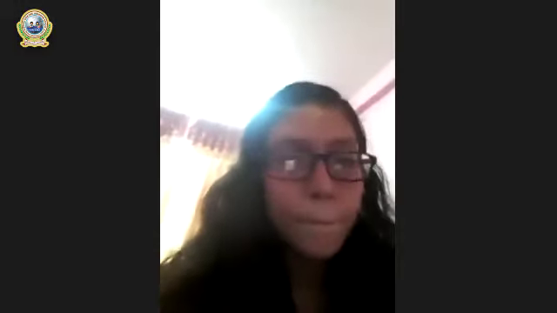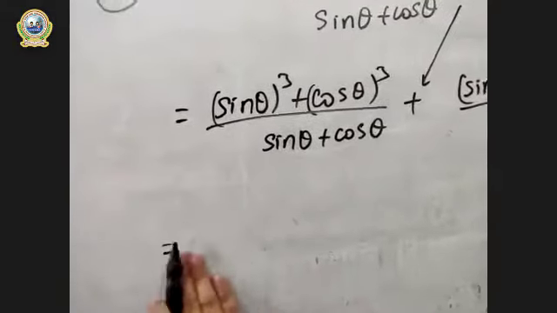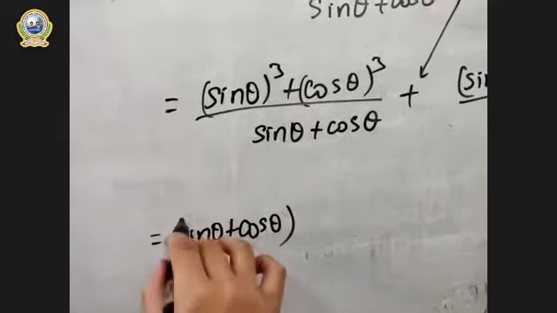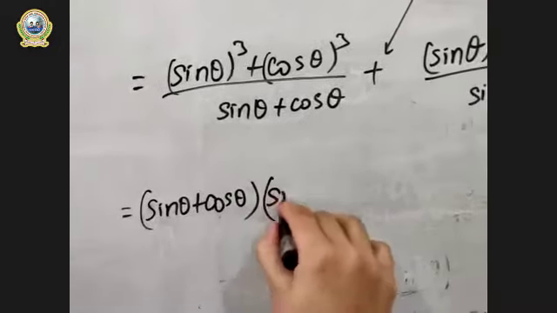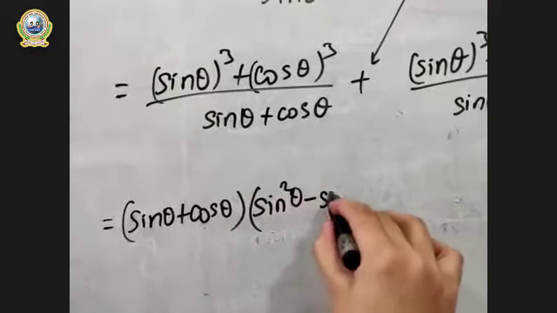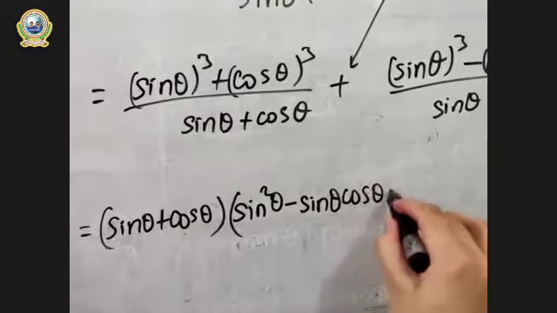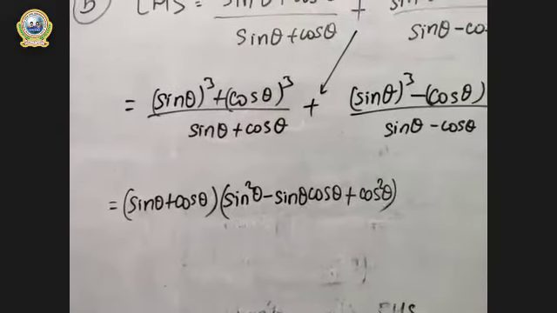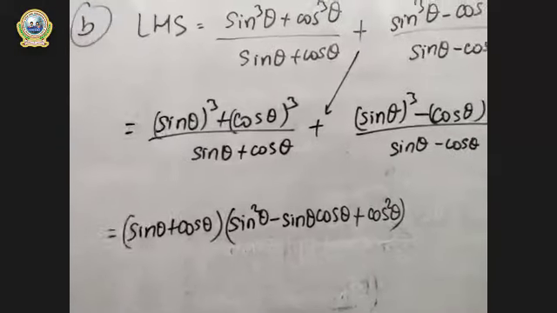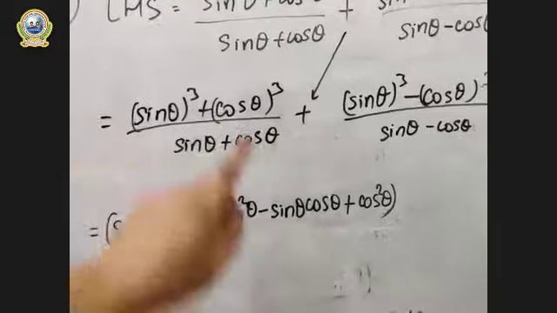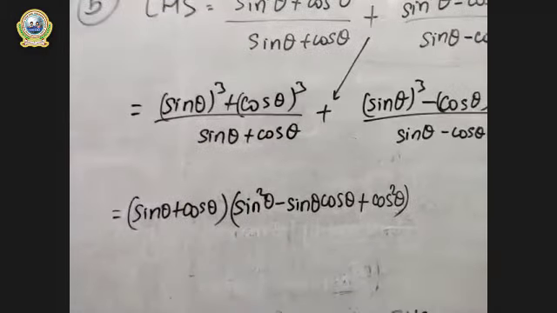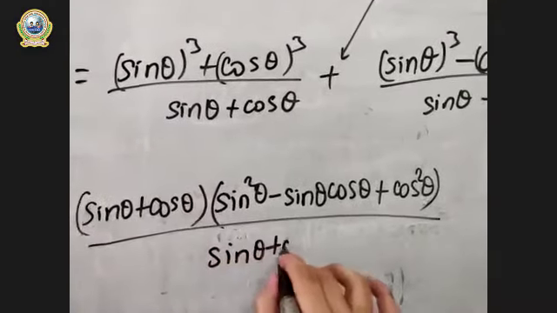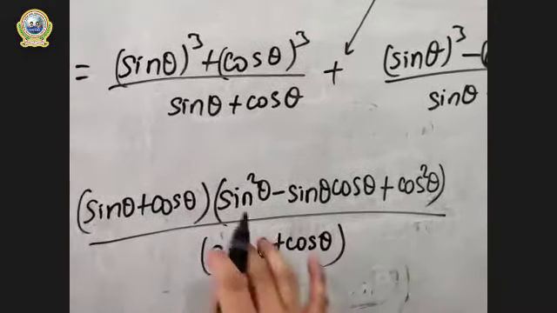A cube plus b cube will be a plus b, a squared minus ab plus b square. Is this okay? A plus b, a square minus ab plus b square. Our a is sine theta and our b is cos theta. Is this clear? And the denominator part will be as it is. It will be sine theta plus cos theta. Are you clear up to here?